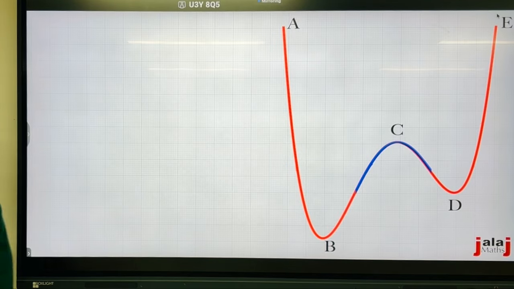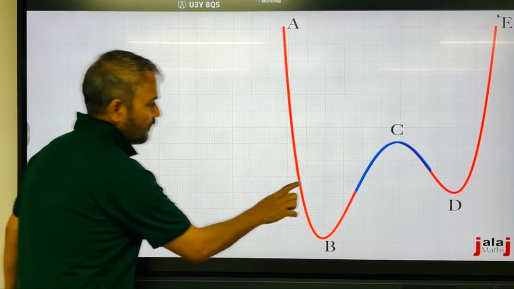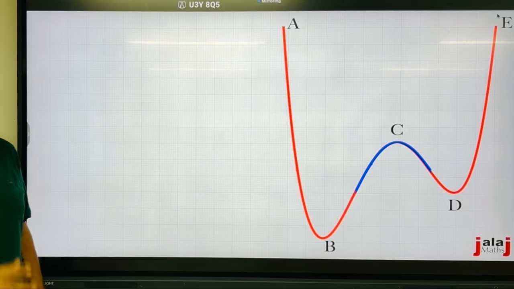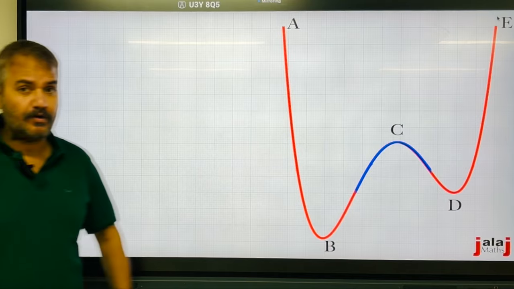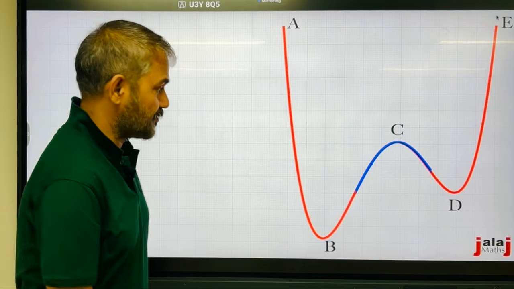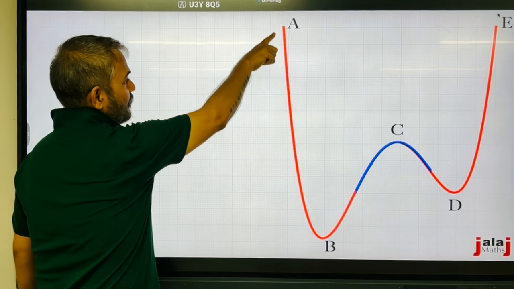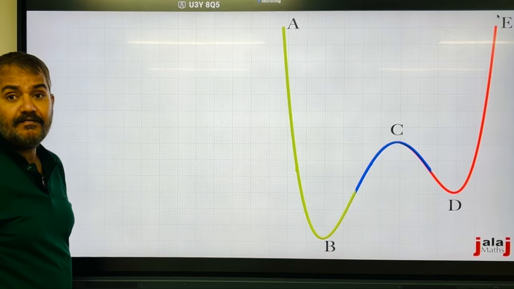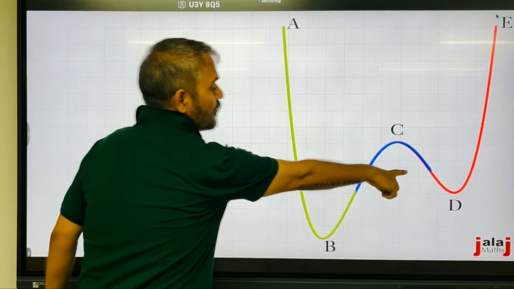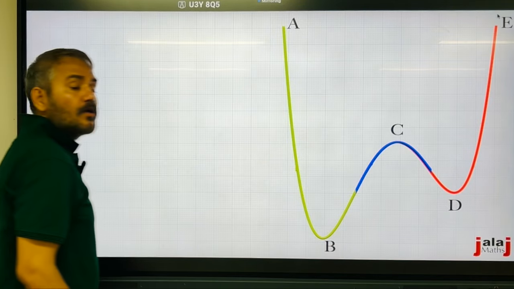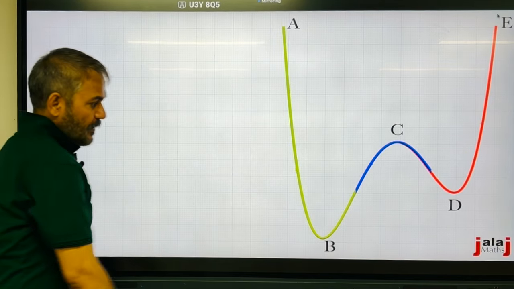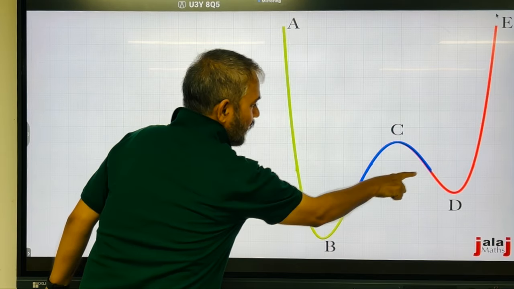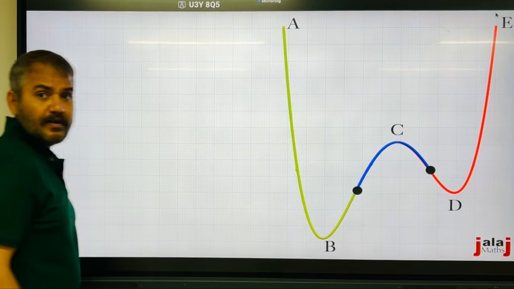Now, in this function, if you look at this part of the function, which is highlighted in blue, this is obviously a concave down part of this function. And if you look at this function from A to this blue line, this is a concave up function. And this red part is also concave up function. There are few points, like a point is here, a point is here. So these are very special points.